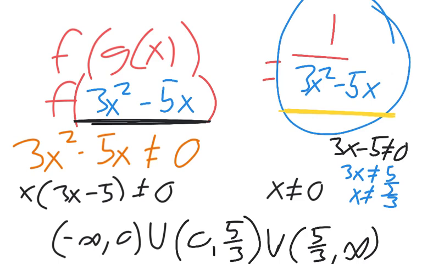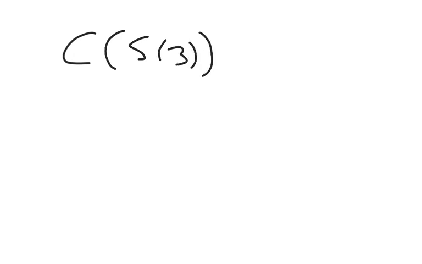Number 6. They just wanted a verbal representation. What does C of S of 3 equals 11 mean? Three hours after opening, there are 11 shoppers in store. That's it. That's actually it.